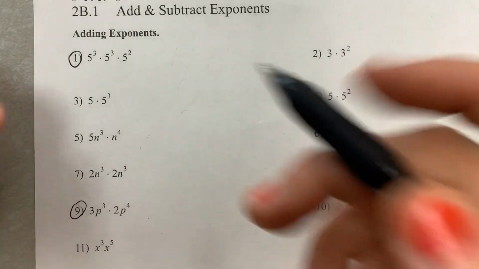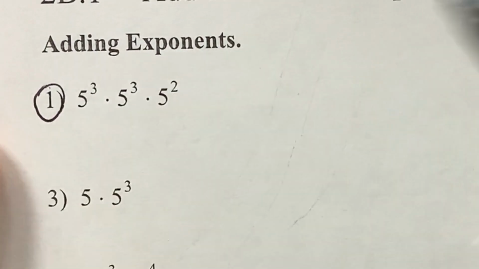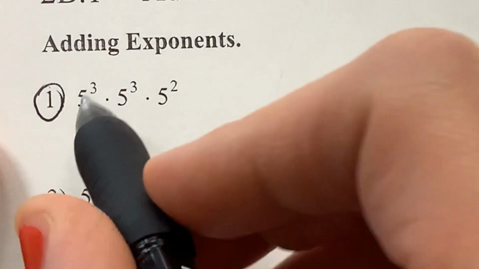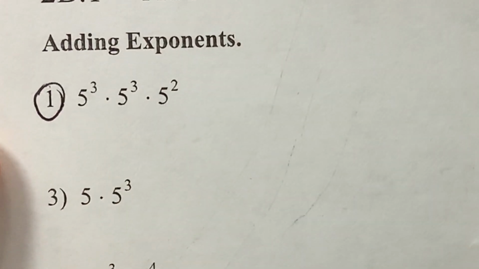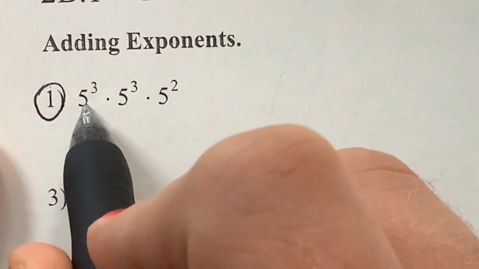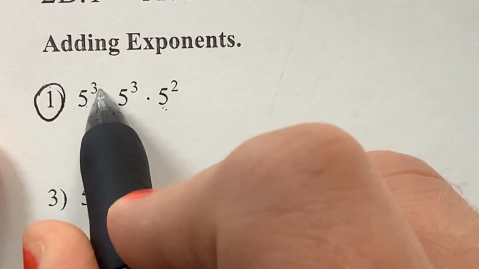Let's dive right into this. Section 1 here says adding exponents, mainly because we are multiplying things together. I'll explain in one second, and you probably know from yesterday's notes. 5 to the third times 5 to the third times 5 squared. Well, when I look at this, I'm multiplying these things, and I have like bases: 5, 5, 5. These are my bases. Obviously, those are my exponents.